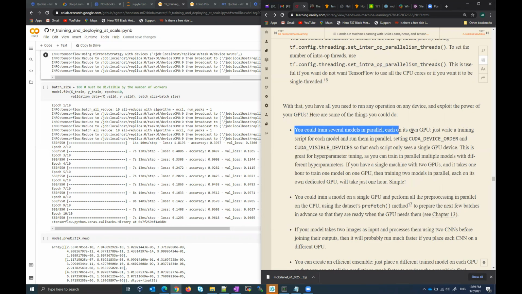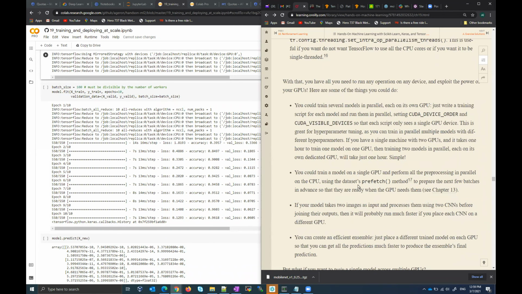Yeah, I think we talked about this, right? We can train several models in parallel, one on each CPU. Okay. And we can do the preprocessing on the CPU while we train a model on the GPU.